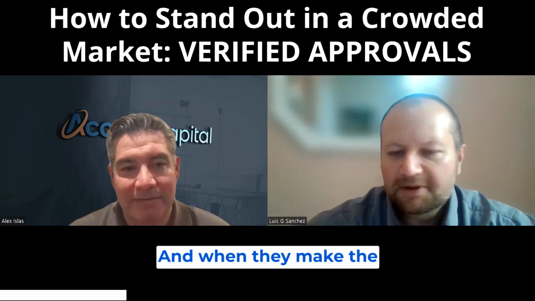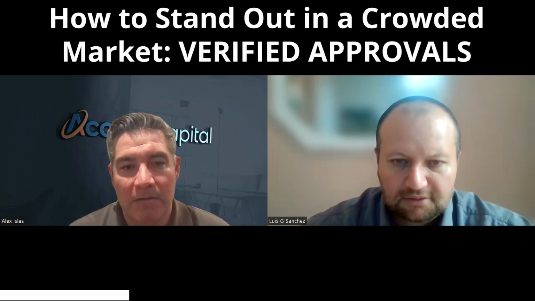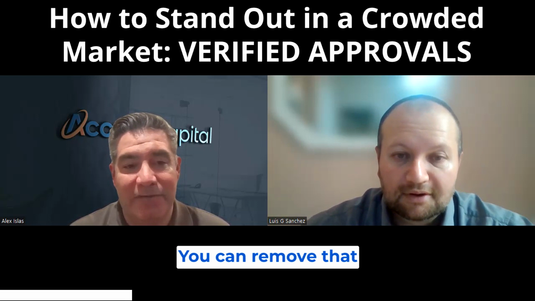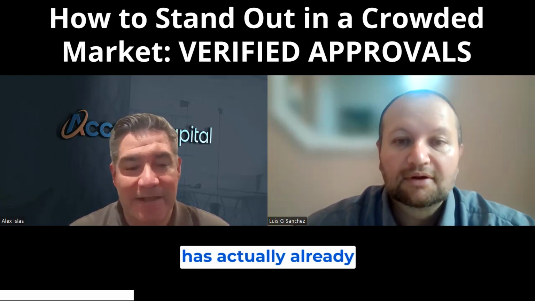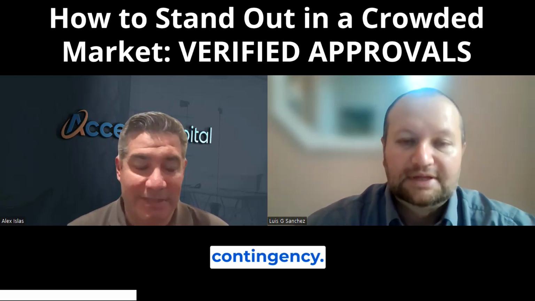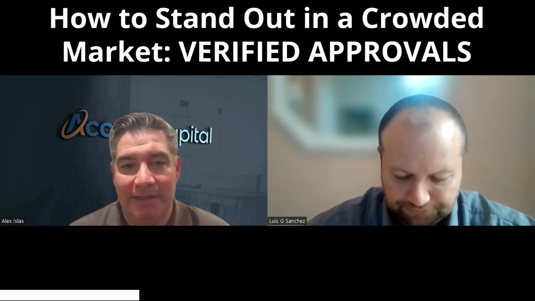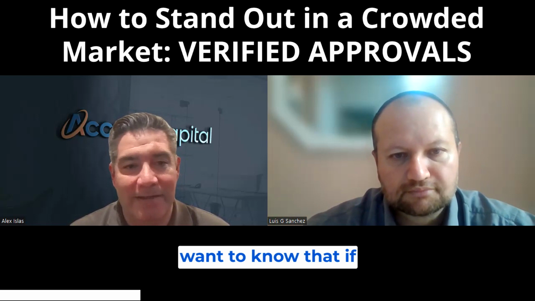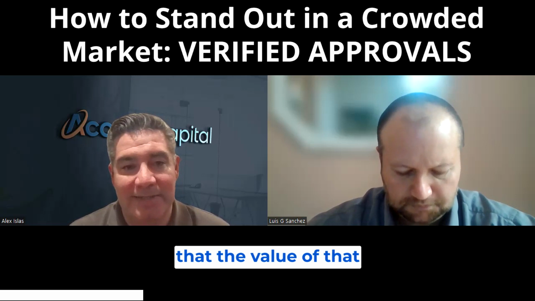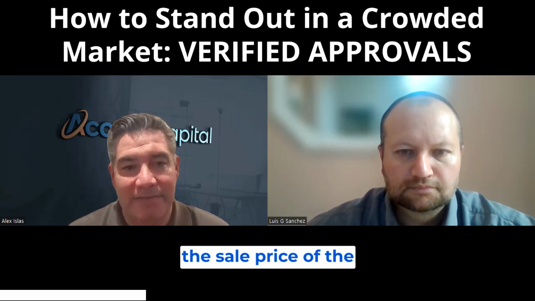Okay. And when they make the offer, it's not a cash offer, so there is an appraisal and loan contingency, right? There actually is no loan contingency. You can remove that because the loan itself has already been approved. Now, you still have to have an appraisal contingency. Yes, that tells you the value of the home, because all lenders want to know that if they're going to loan you this money on a certain purchase price, the value of that property meets the sale price.